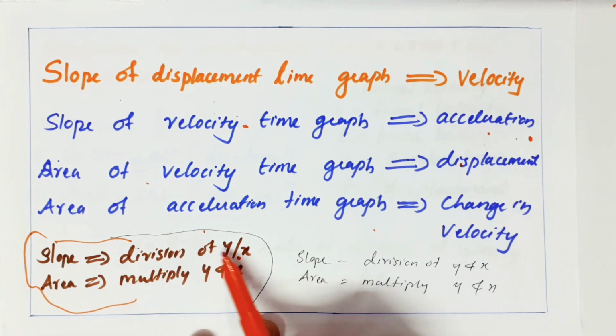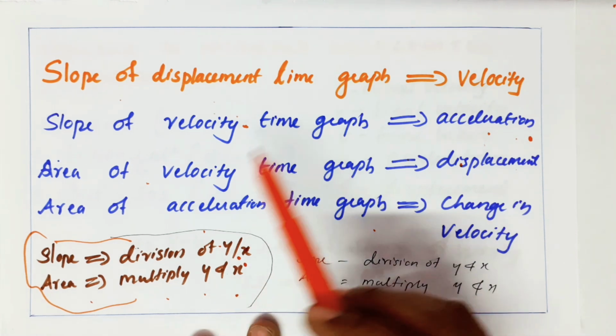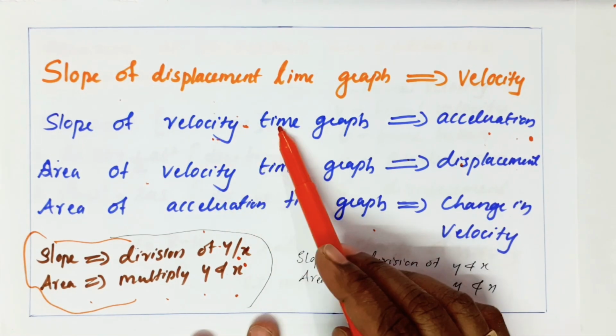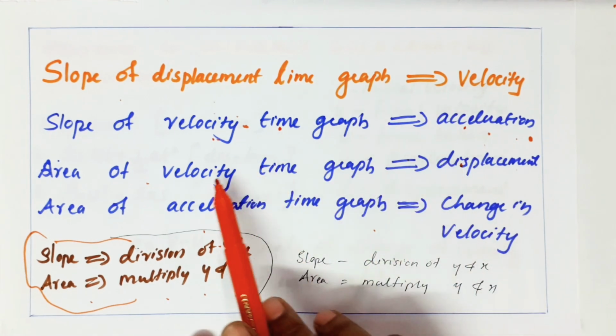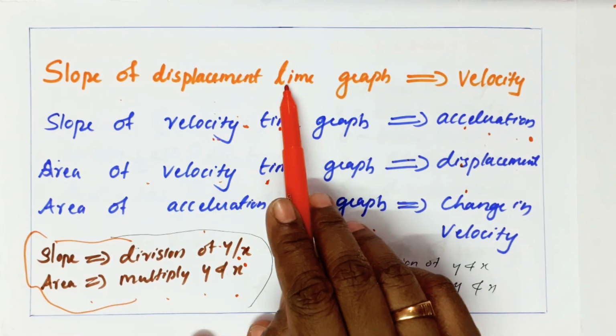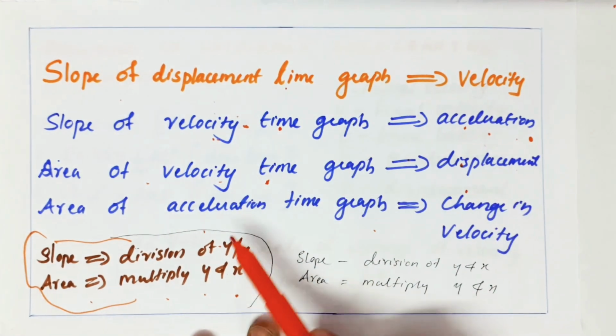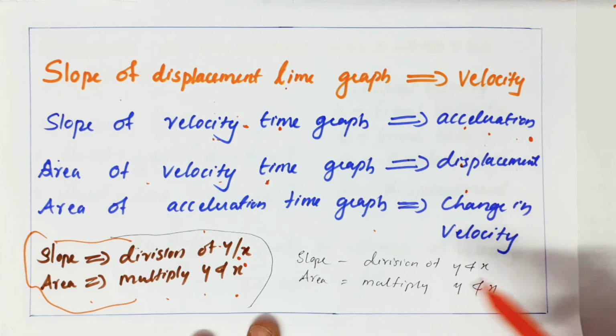So slope means you divide the y-axis by the x-axis. Area means you multiply the y-axis and x-axis. Check whether it's correct or not. What is velocity by time? Acceleration. What is velocity into time? Displacement. What is displacement by time? Velocity. So slope means you do the division and area means you do the multiplication.